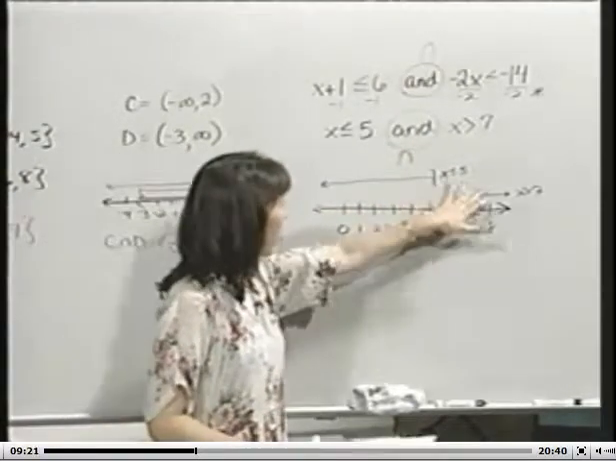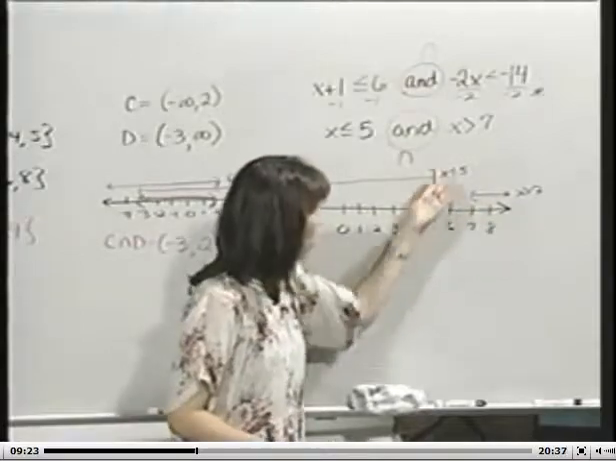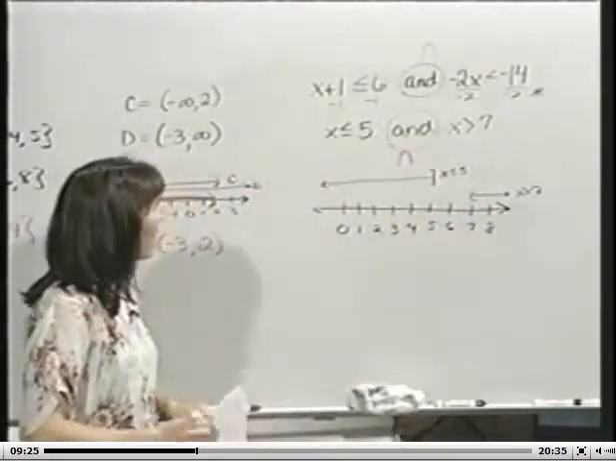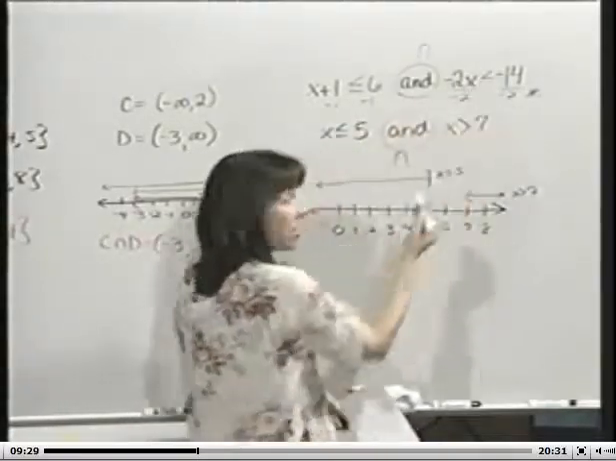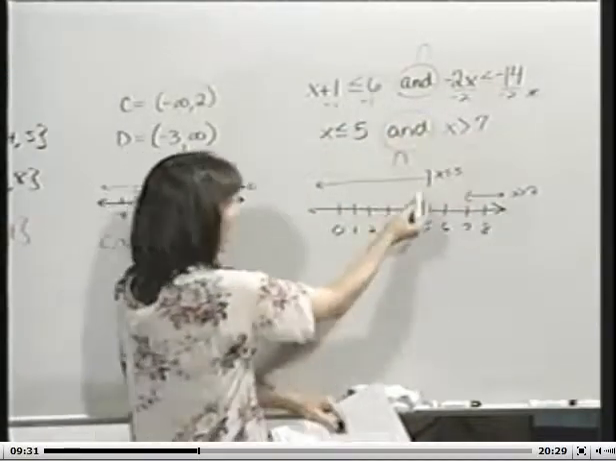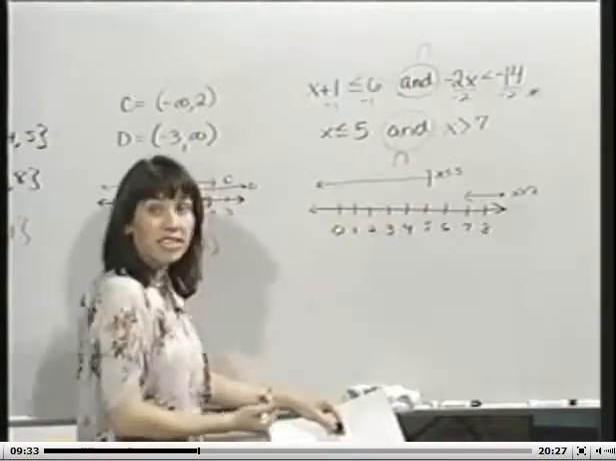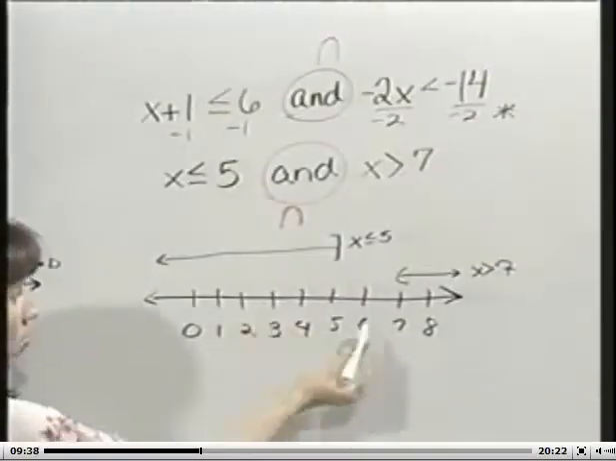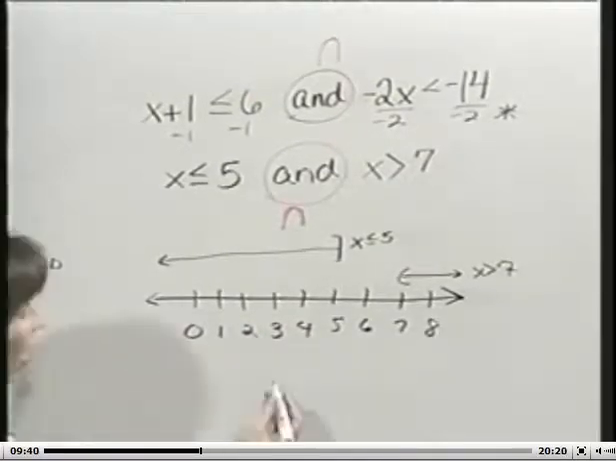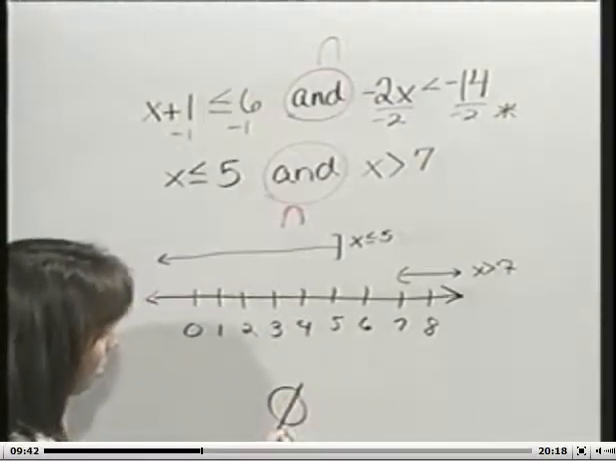They don't overlap, do they? This one goes this way, this one goes this way. They never overlap. So there are no numbers that work here and here at the same time. It's impossible. You can't be less than 5 and greater than 7 at the same time. So what do we put? Well, there are no numbers that are going to work. So our answer is going to look like this. It's going to be the null set.